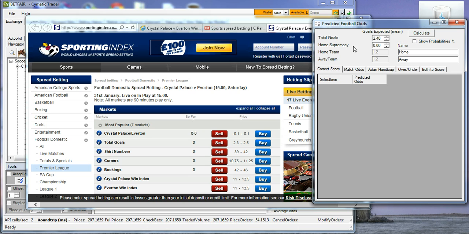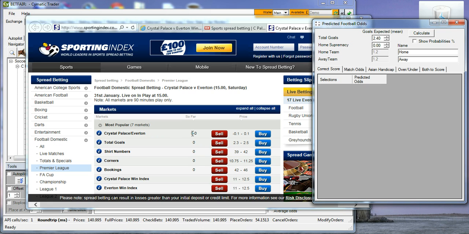Okay, the next figure we need is the home supremacy. In a nutshell, this is how much better the home team is when they're playing against the away team and when they're at home. What advantage, how much better are they going to be? Well, the figure here in Sporting Index, the top figure, is the home supremacy. They display it like this. It's the team that has the supremacy minus the other team. So here Crystal Palace, which is actually the home team, is going to be better than Everton.